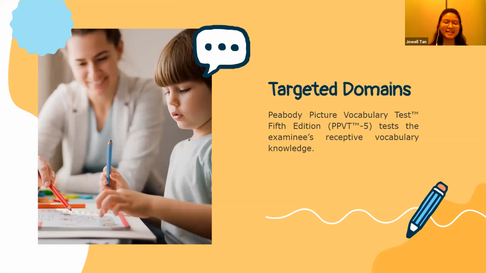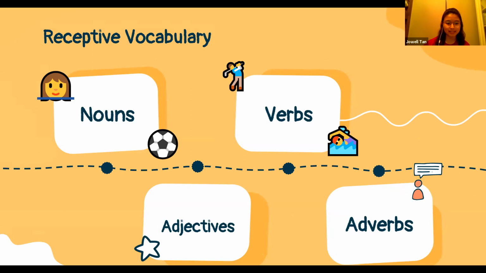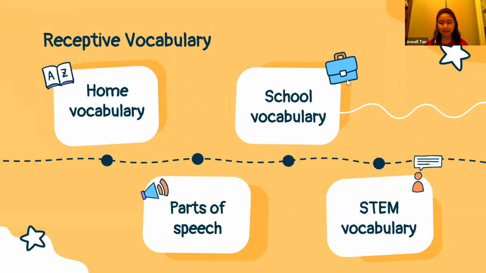Thank you, Dini. As she has pointed out earlier, the targeted domain is the examinee's receptive vocabulary knowledge in standard American English. So these are the components of receptive vocabulary. Next slide. You can see here that nouns, verbs, adjectives, and adverbs are all part of this vocabulary, which are different parts of speech, and these are usually presented as images to test the examinees. At the same time, next slide, these vocabulary words are also made up of words that are, next slide, yeah.